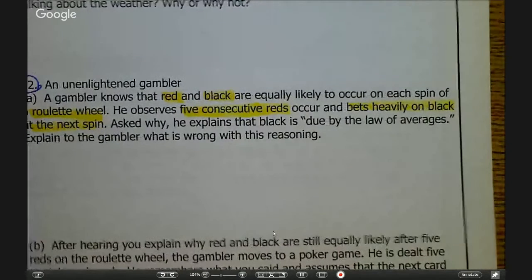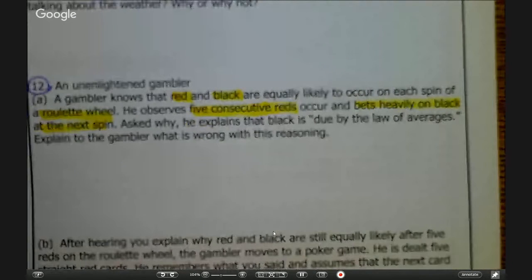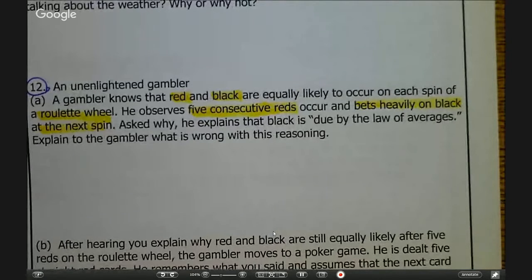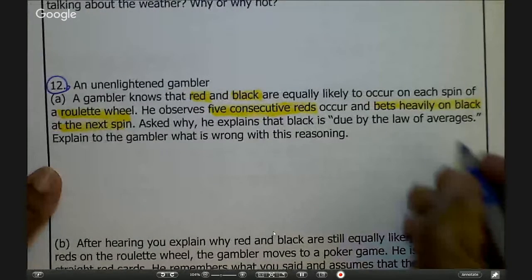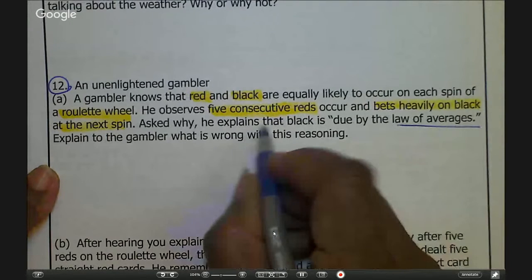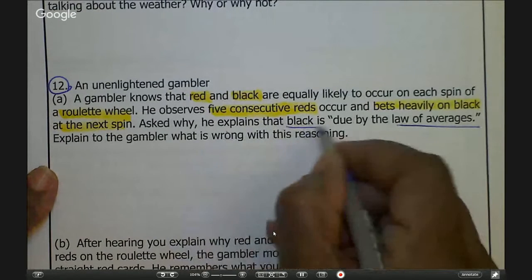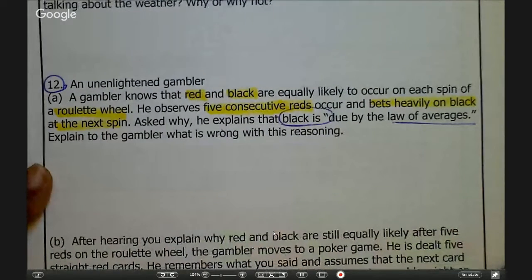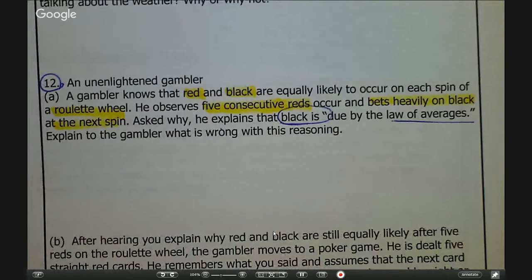So my question to you, and you are answering it by typing it in, and the spotters will be able to tell me what you said, is: he explains black is due to the law of averages. So my first question is, what is the law of averages? Remember, don't tell me verbally, type it in, and as you type it in, the spotters will tell me your answer.